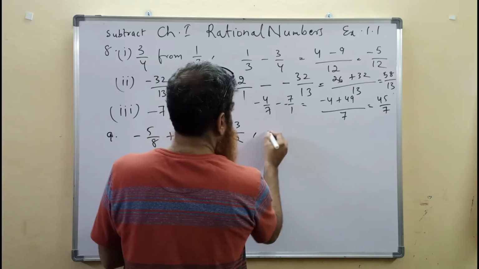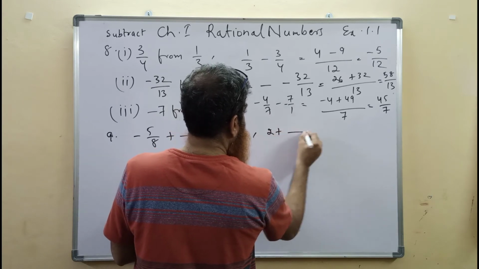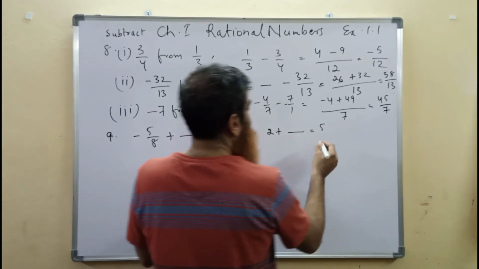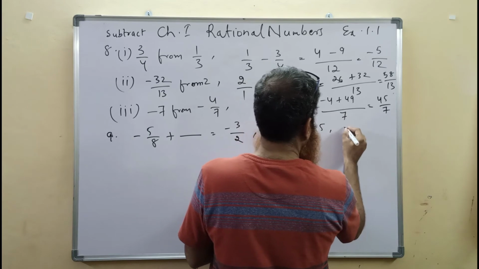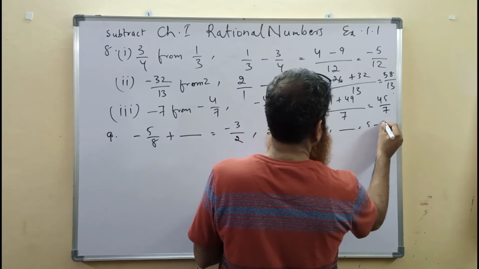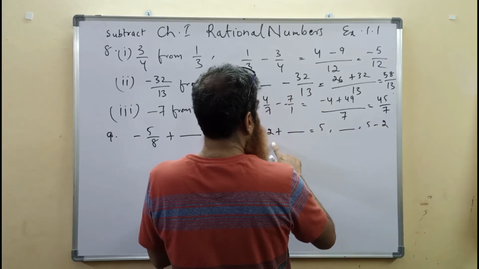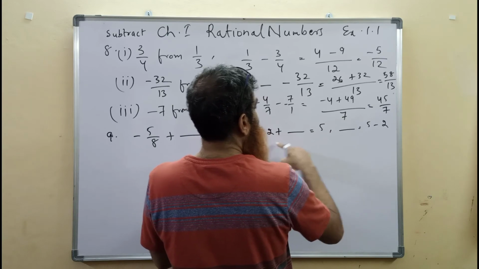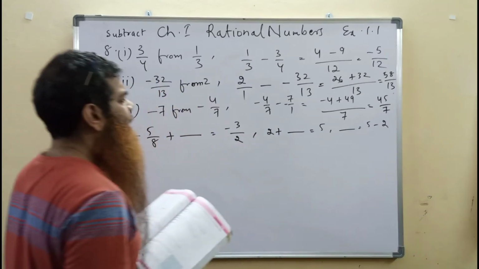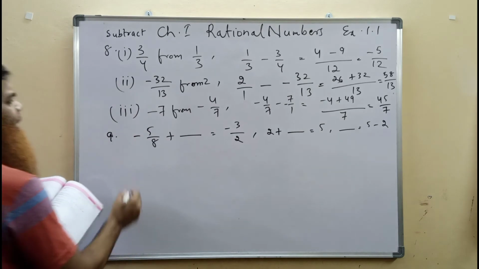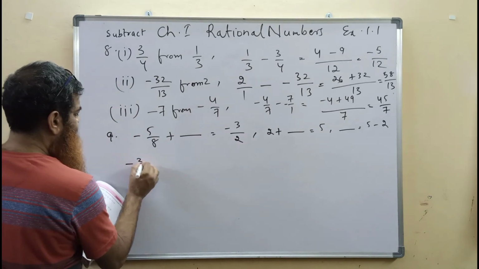For example, if we have 2 plus dash is equal to 5, what do we do? We subtract. Dash is equal to 5 minus 2. So we subtract the first part of the equation from the resultant when we take it from the left hand side to the right hand side. So here also we will do the same.